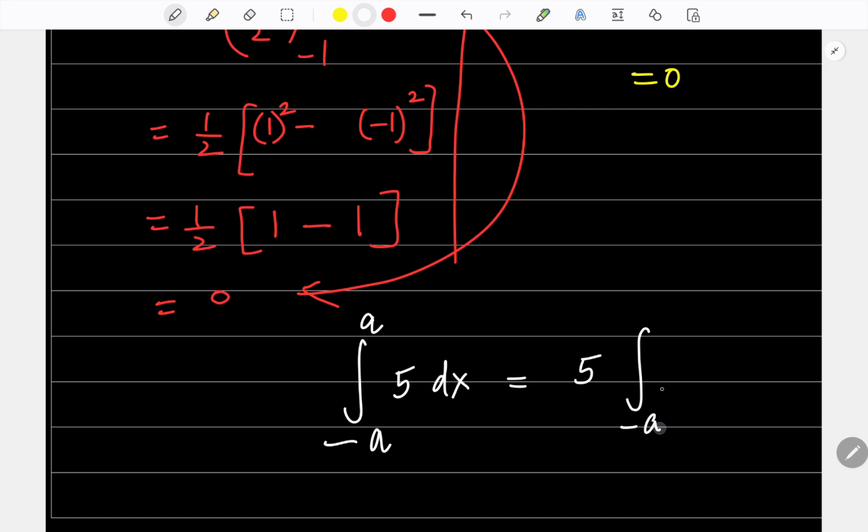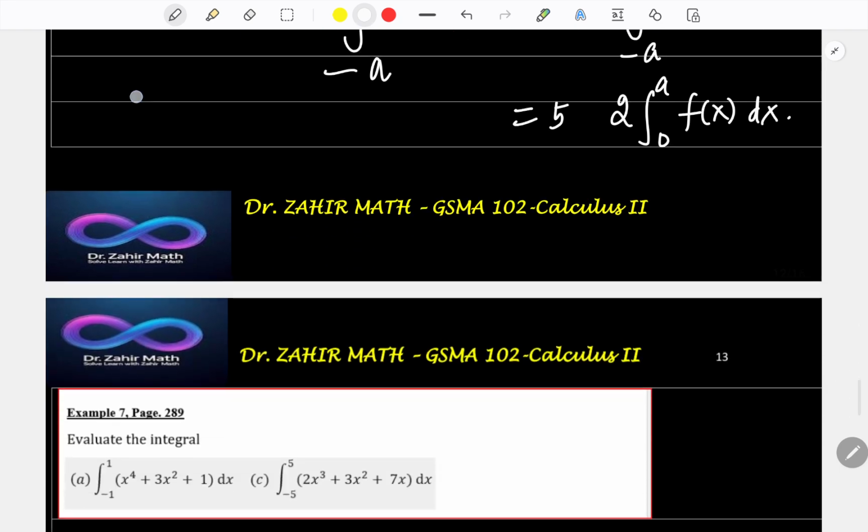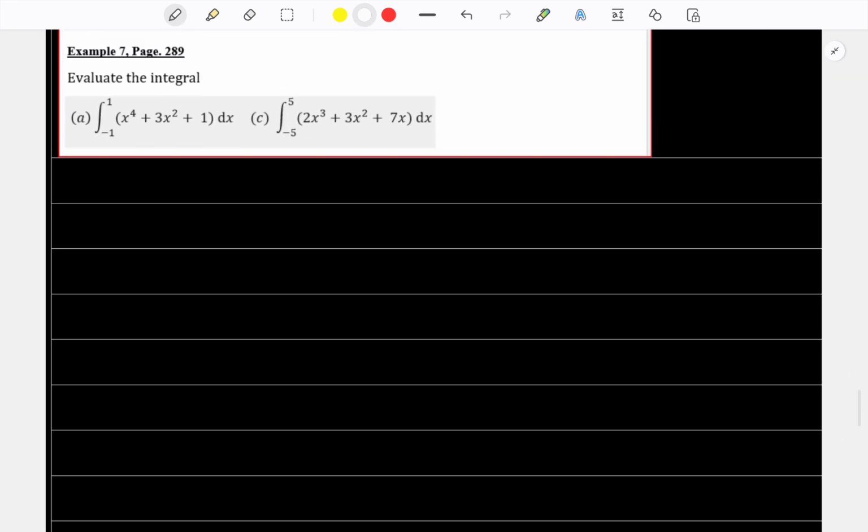So the integral from minus a to plus a of f of x dx, you can write it as twice times the integral from 0 to a of f of x dx. Keep in your mind, with all the numbers you can write it twice times. Let's go to this question. Very, very easy question. Let's start.